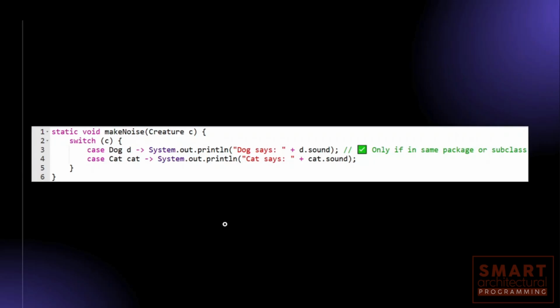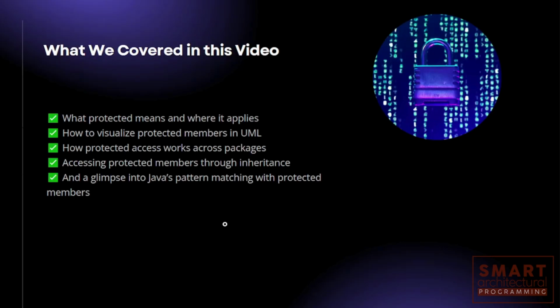So to recap, here's what we covered in this video: what protected means and where it applies, how to visualize protected members using UML, how protected access works across packages, accessing protected members through inheritance, and a glimpse into Java's pattern matching with protected members.